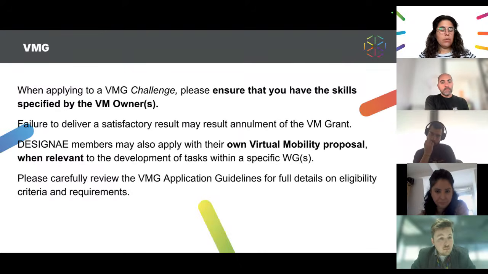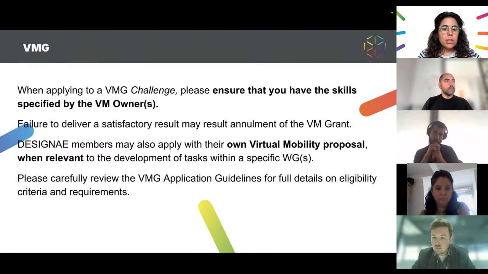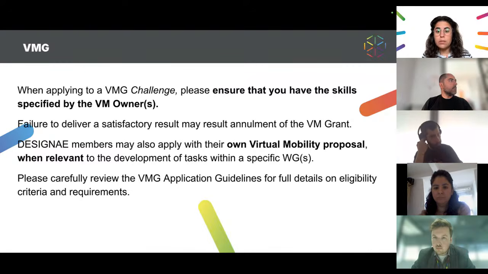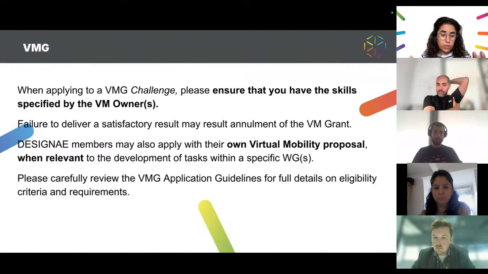So, regarding virtual mobility challenges, please make sure that you have the right set of skills to apply. We received some feedback from previous COST Actions that sometimes people do not comply with the virtual mobility grant, but if this happens, you will not get reimbursed for this work. What we require is this short report and the deliverable, and that's it.